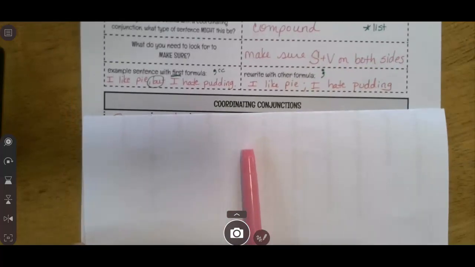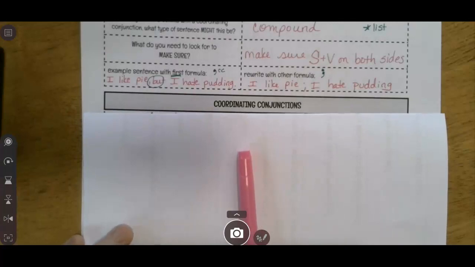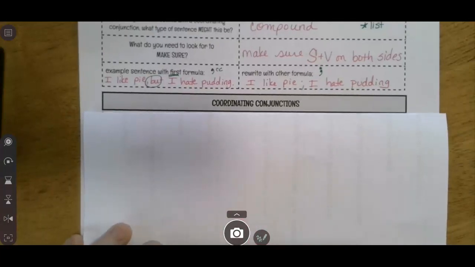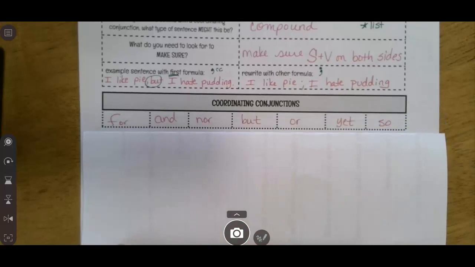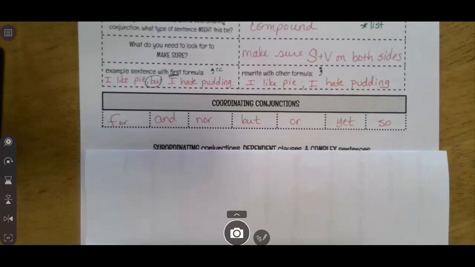So the next thing you need to do is know your coordinating conjunctions. What are they? Those are our FANBOYS. We need to know them so that when we recognize them with a comma, we know they could be compound sentences. They are for, and, nor, but, or, yet, and so.